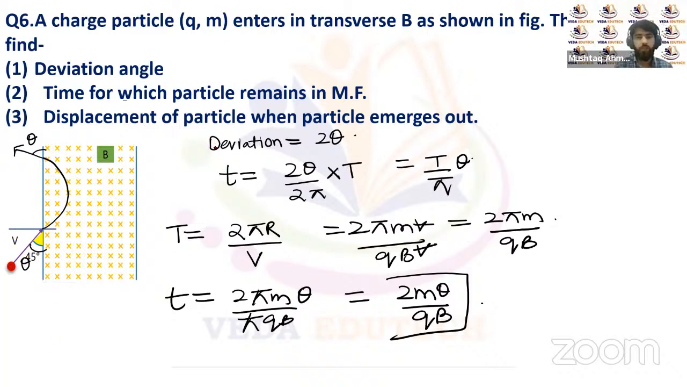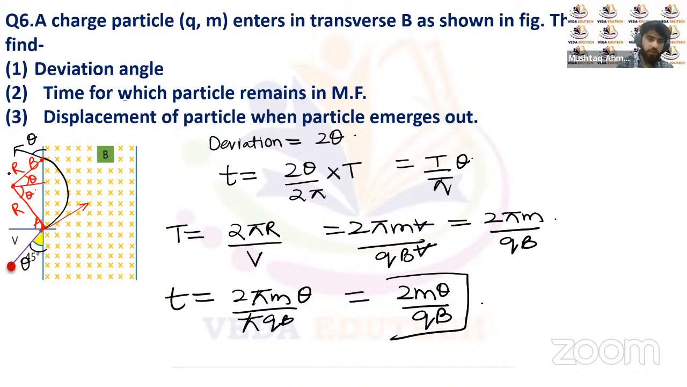Now, the displacement of the particle when the particle emerges out. The displacement of this particle from here to here, the initial point is A and the final point is B. If we draw a perpendicular at this point and at this point as well, these perpendiculars will form the radius of the circle. We know the velocity vector is tangential here, and the radius of the circle is perpendicular to the tangent. So from here to here it will be r, and it will also be r. If this is theta, then this has to be theta, and this has to be theta.